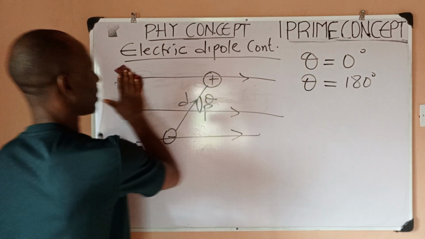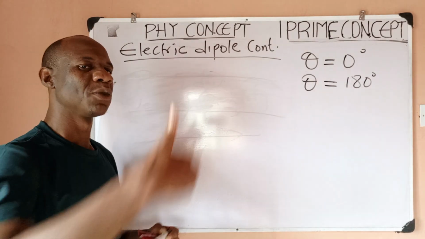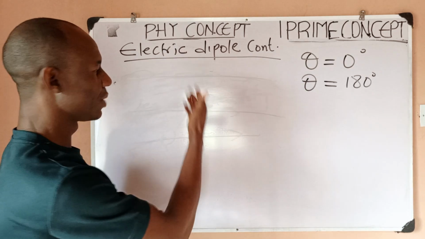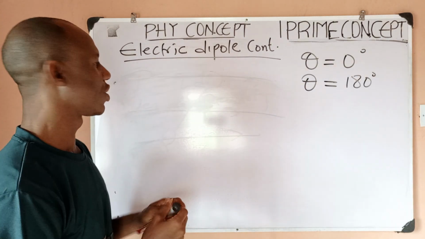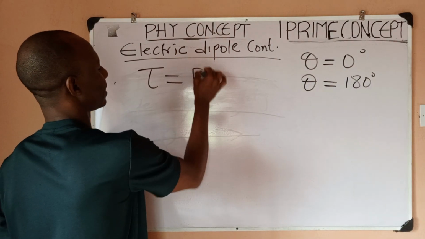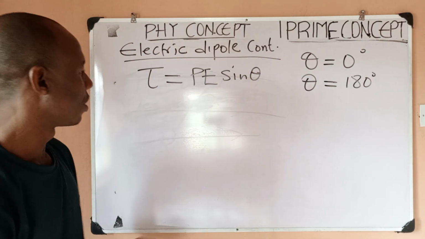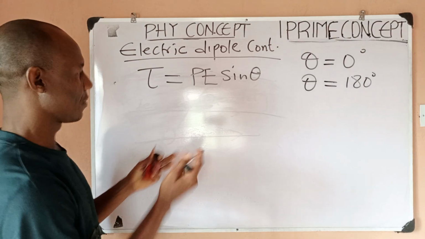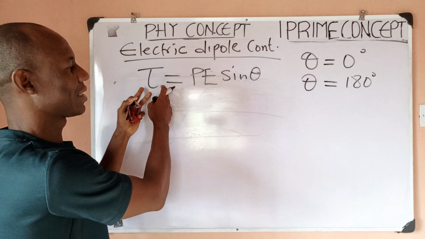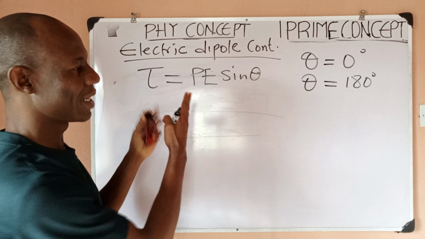We also established the formula for the net force on the dipole. The net force on a dipole is always 0, and the reason is very clear. Another thing we mentioned is the formula for the tug on a dipole. The tug is PE sine theta. You get the maximum tug, the highest tug, when theta is 90 degrees.